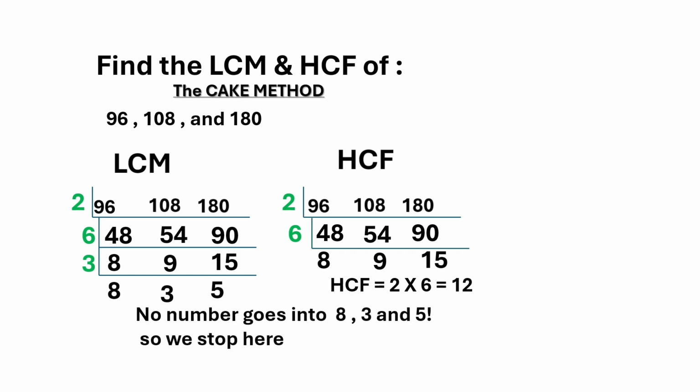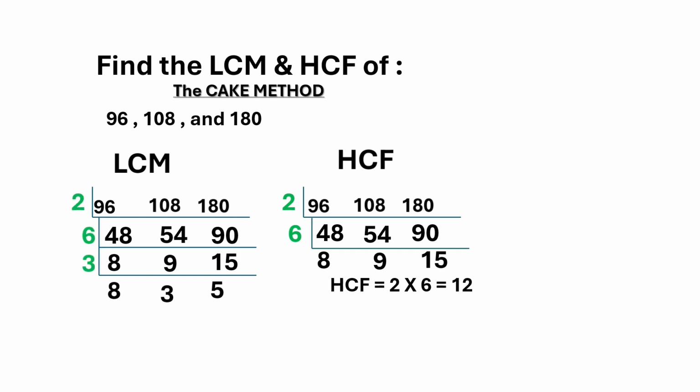Now there is no number that goes into the 3 of them, 8, 3, and 5. So we'll just multiply the ones outside. The least common multiple is 2 times 6 times 3 times 8 times 3 times 5. That's 4,320. Do you think you understand this?